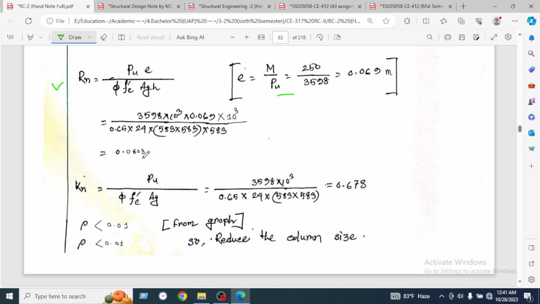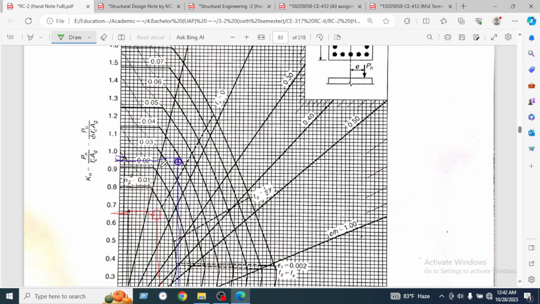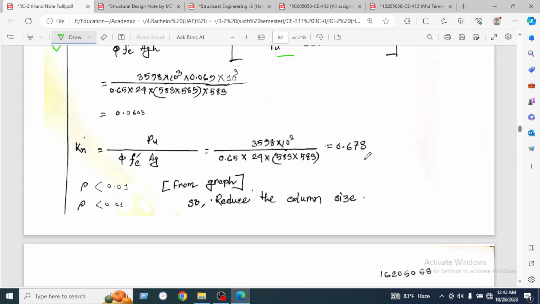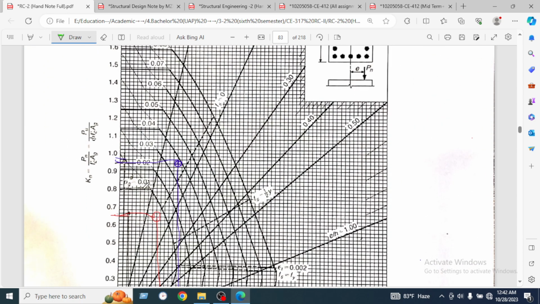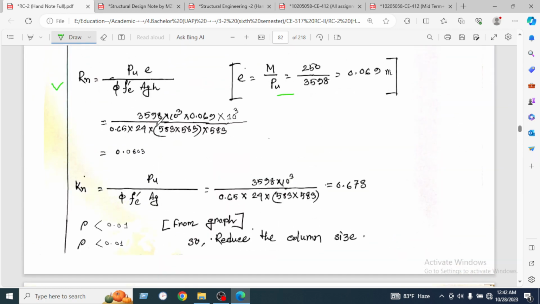The R value is 0.0803, and K equal to Pu by f prime c Ag, so we have found 0.678. So 0.083 is R, and here is the chart we have found. R is on the x direction, 0.083 here at the red mark, and K equal to 0.678 here at the red mark. So our interaction diagram is here.